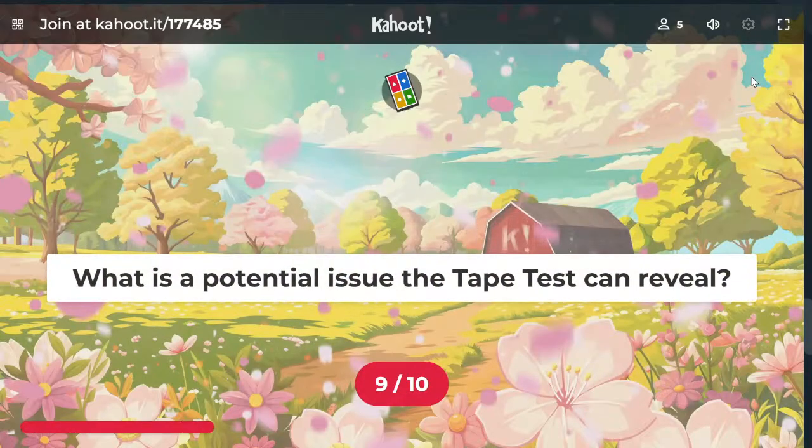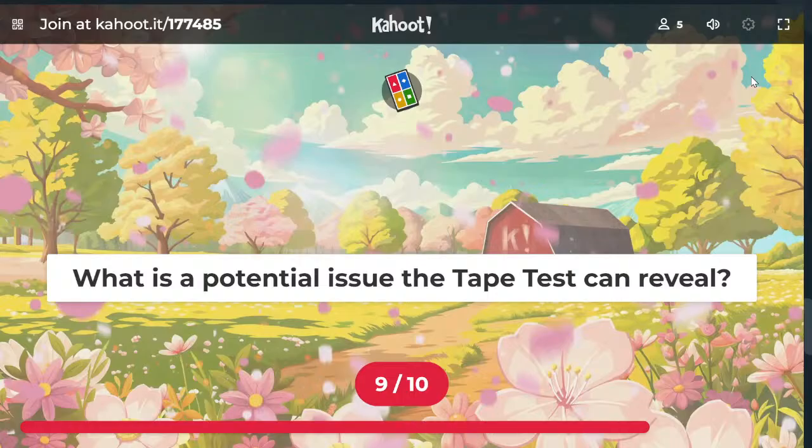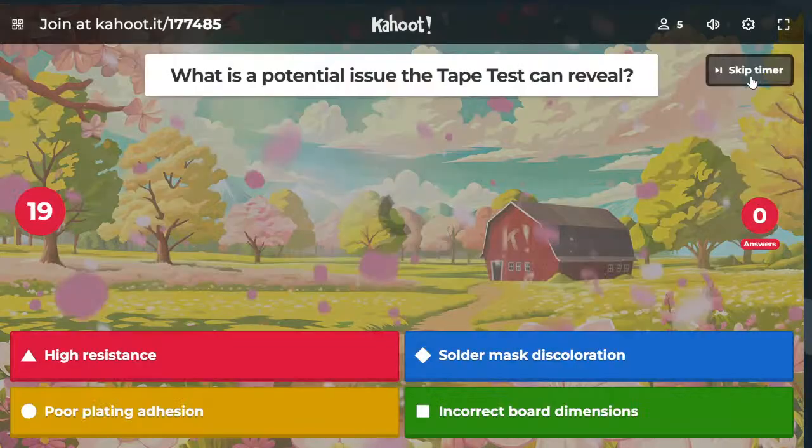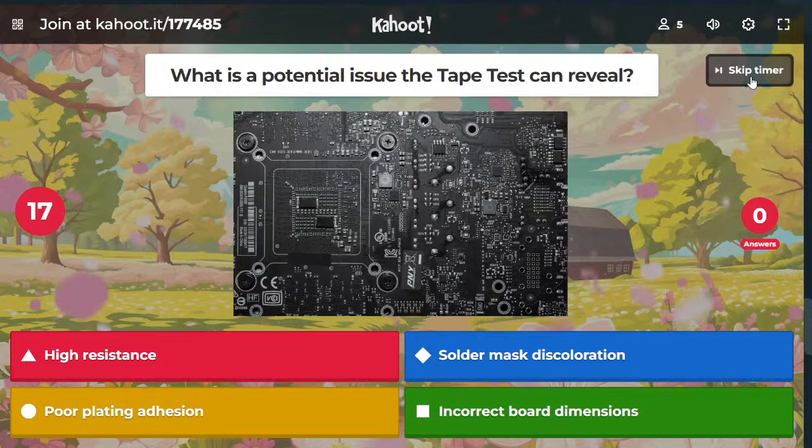Next question on your screen. What is a potential issue? Those who know the primary objective of the tape test can easily answer. Option A, high resistance. Option B, solder mask discoloration. Option C, poor plating adhesion. Option D, incorrect board dimension.